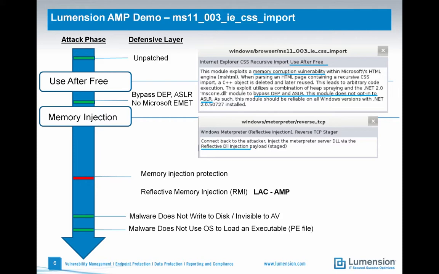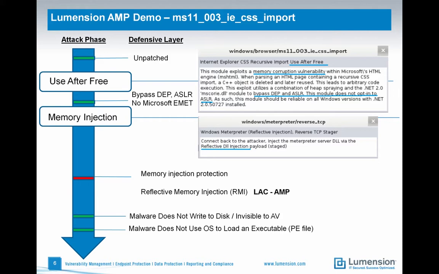If we look to the right, there's a description of the exploit itself, and it's noted that the exploit is a type of memory corruption vulnerability. In particular, it is a use after free exploit. Of great interest, however, is that the exploit bypasses DEP and ASLR, so those protection layers are not available to the systems in the demo. In addition, the systems in the demo do not utilize Microsoft's EMET, so no protection is afforded there. So the exploit should reach the point of memory injection.